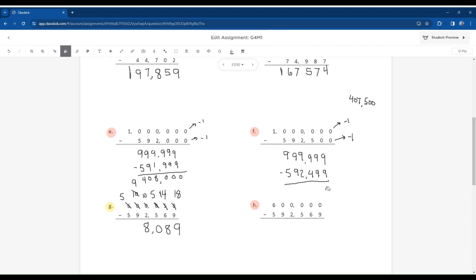9 minus 9, 0. 9 minus 9, 0. 9 minus 4, 5. 9 minus 2, 7. 9 minus 9, 0. 9 minus 5, 4. And that's the same answer we got from above. So we're in really good shape.